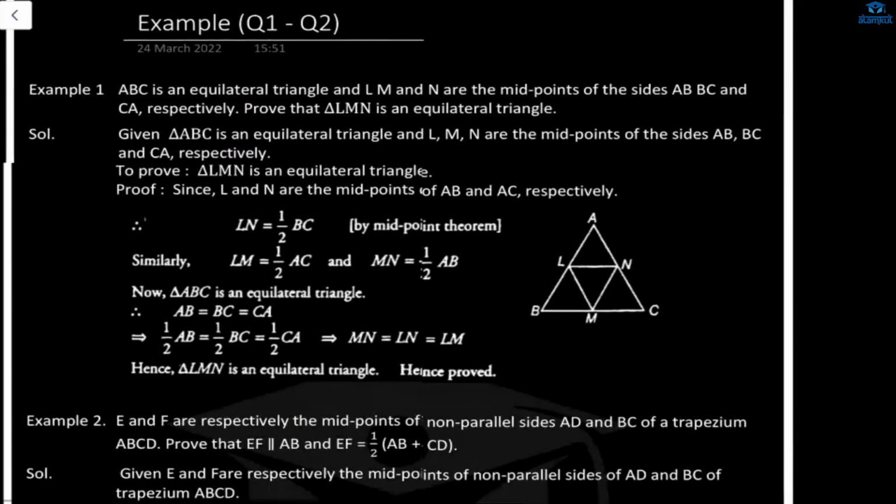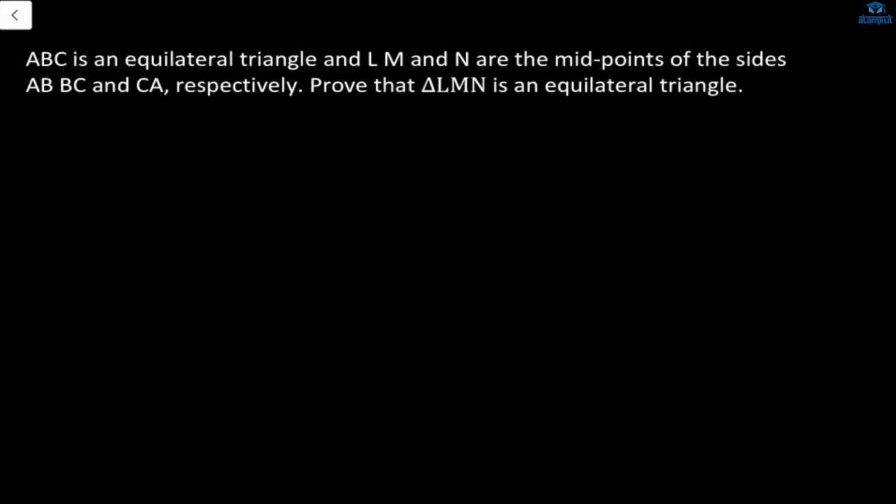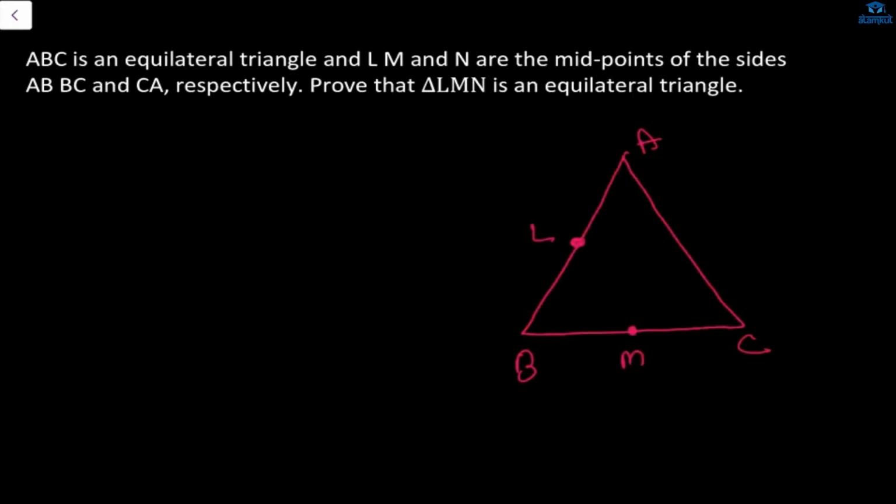Now question number 1, let's copy. ABC is an equilateral triangle, with three sides. L, M, and N are the midpoints of the sides. The midpoint of AB is L, the midpoint of BC is M, and of CA is N. Now we have to prove that LMN is an equilateral triangle.